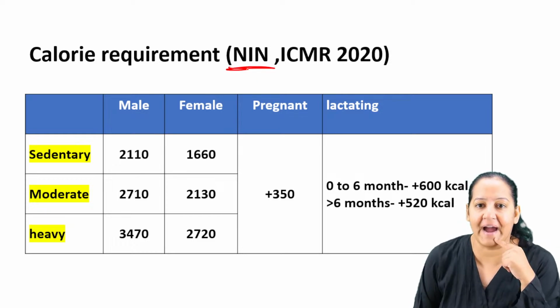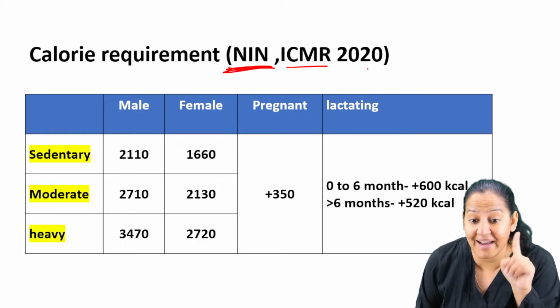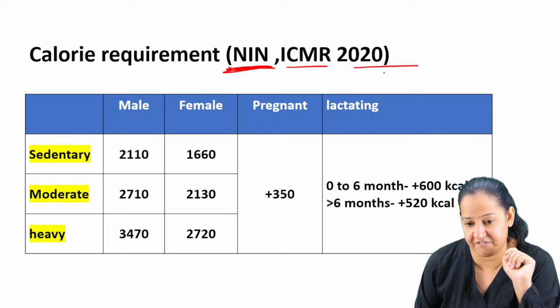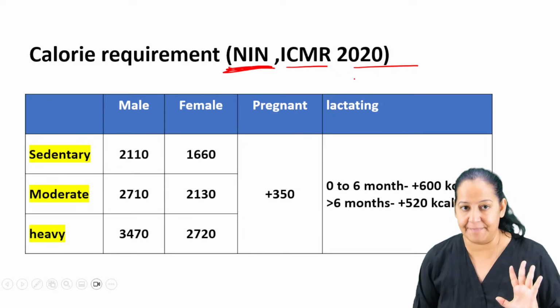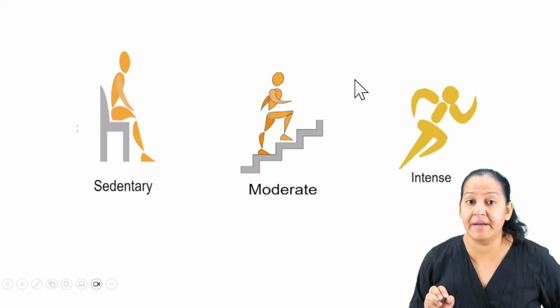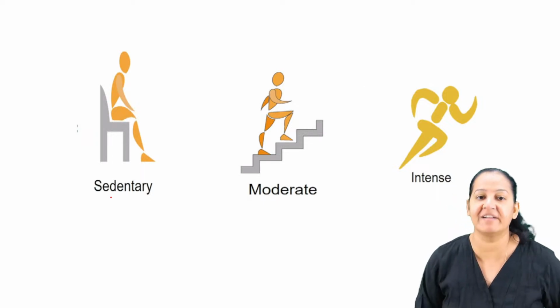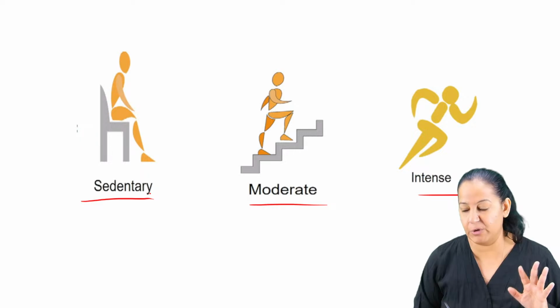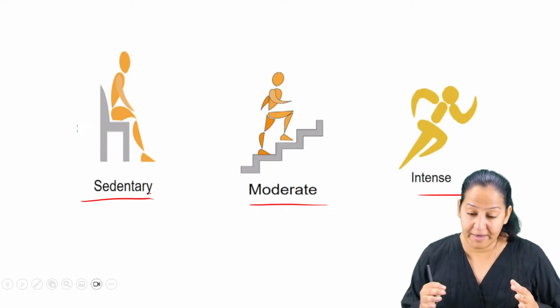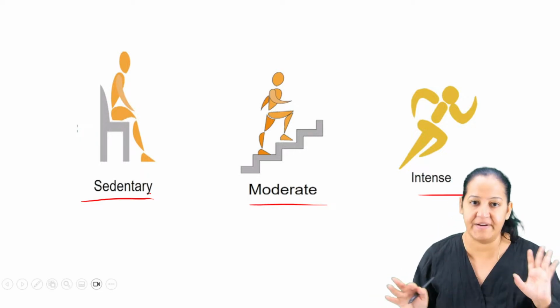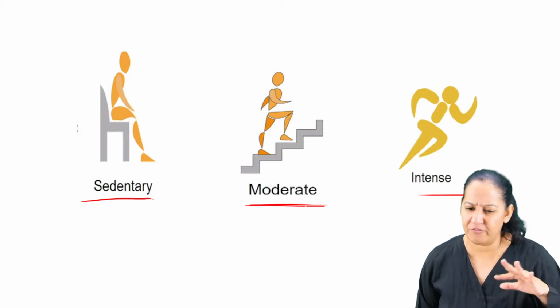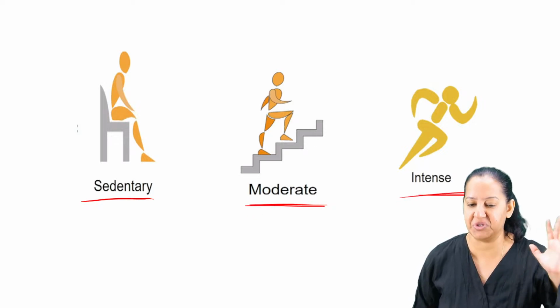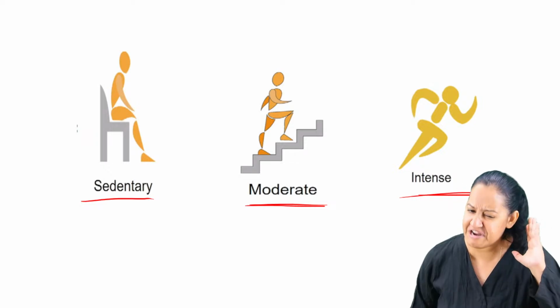So these are the NIN guidelines. I'm teaching you the NIN ICMR latest 2020 guidelines for the calorie requirement. Listen. Calorie requirement depends on the type of the worker, whether the worker is sedentary, moderate or intense. A sedentary worker is someone who is sitting all day on a chair, doing only mental work, no physical activity. Moderate means a little bit of physical activity, not much. And intense means they are doing jogging, running and intense activity.